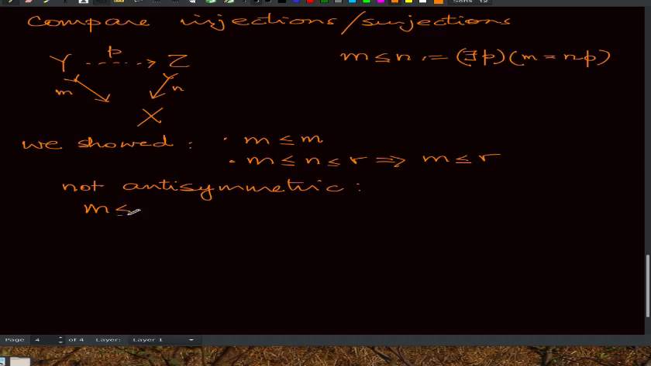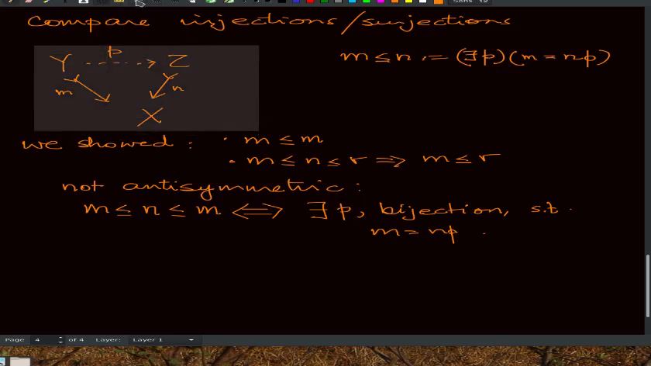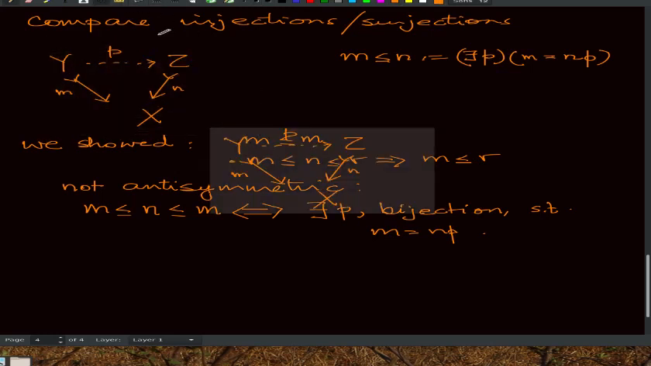M is less than or equal to N, and N is less than or equal to M. This happens if and only if there exists a P which is a bijection such that M is NP. So M is not equal to N in any way. There was this bijection in that case. So in that particular case, we had this picture.